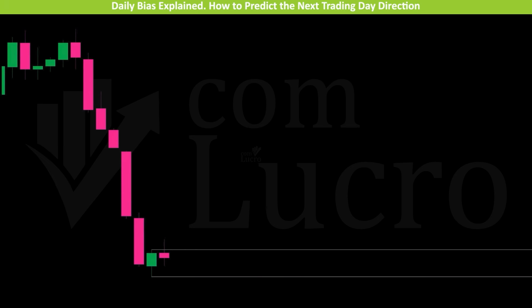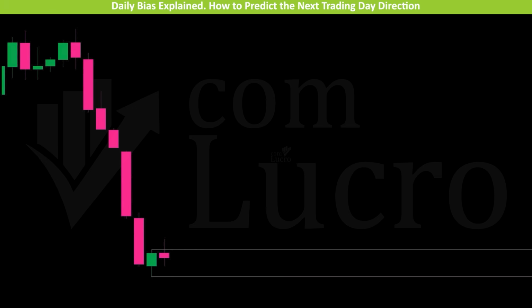With a bullish bias in place, we expect price to either break above the previous day's high and close higher, or at least reach that level. In this case, price does reach the previous day's high, but it fails to close above it. Even though the level was touched, the failure to close higher invalidates the bullish expectation and generates a bearish bias for the next day. With the bias now bearish, the expectation shifts to the downside.